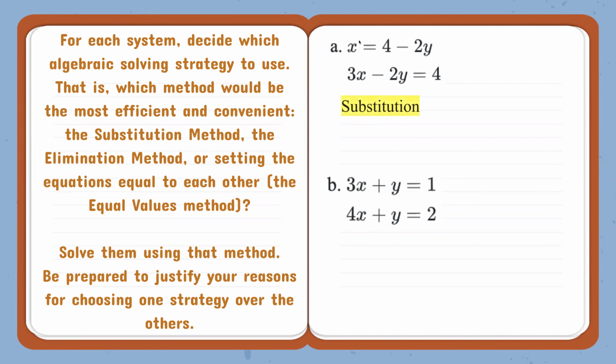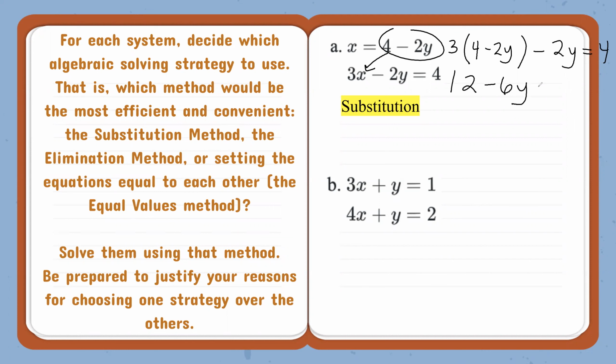I'm going to say substitution. And that's because one of these variables is already equal to something. And so I'm just going to go ahead and plug that in for x right there. So 3 times x, which is 4 minus 2y, minus 2y is equal to 4. I'm now going to distribute. I get 12 minus 6y minus 2y is equal to 4. I'm going to combine like terms. 12 minus 8y is equal to 4. I'm going to add 4 over here.